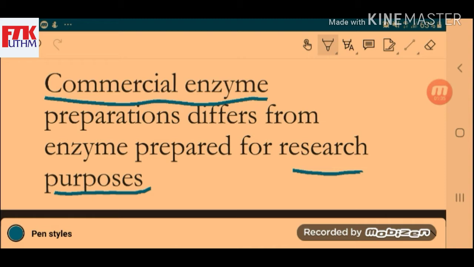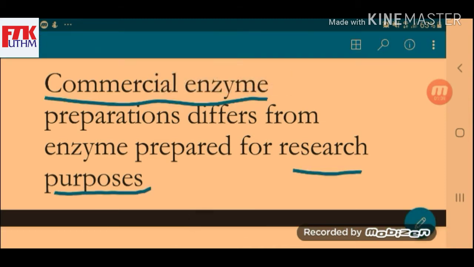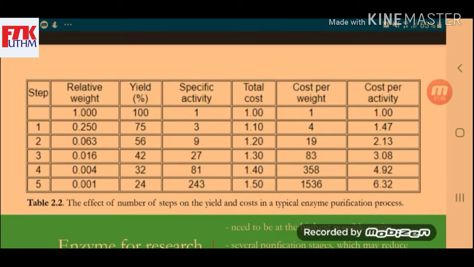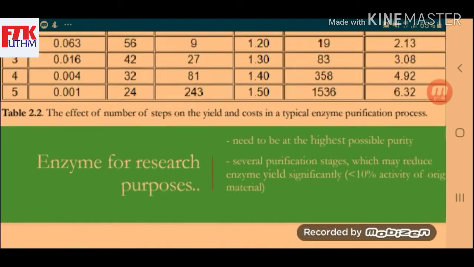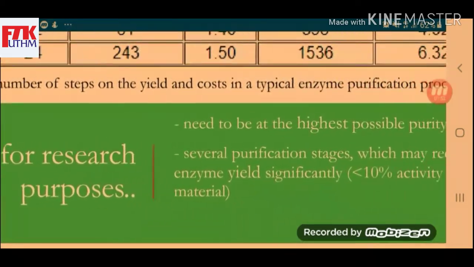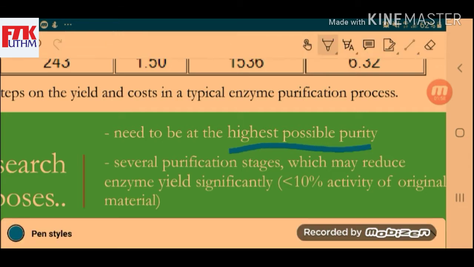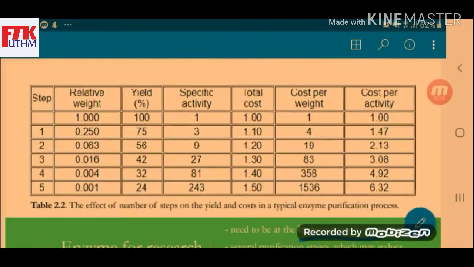So it's different. So you need to know what your aim is first, whether it's for research or for commercial industrial distribution. Okay, so enzyme for research purposes needs to be at the highest possible purity, and due to that we need to perform several purification stages, and due to the purification steps you can have a lower enzyme yield. Okay, so we will look at this table here.